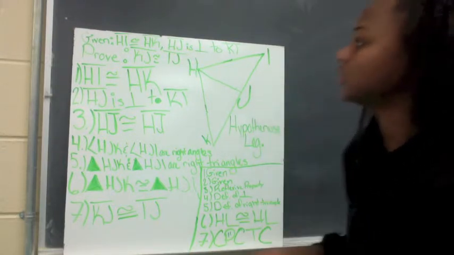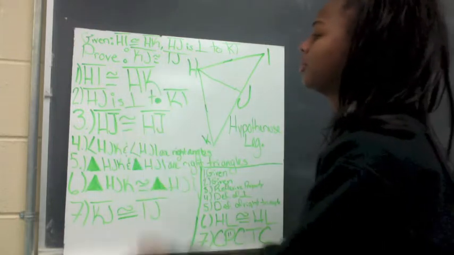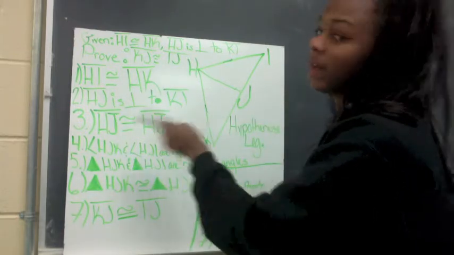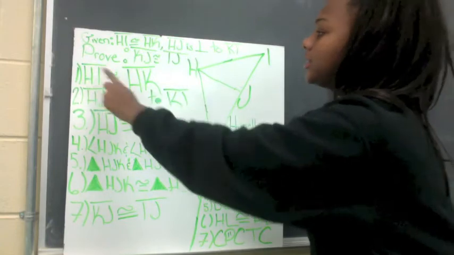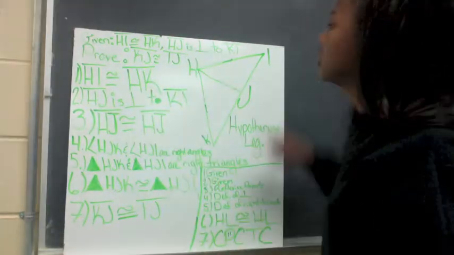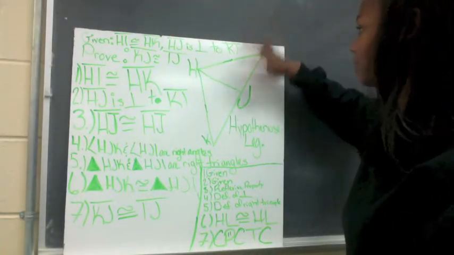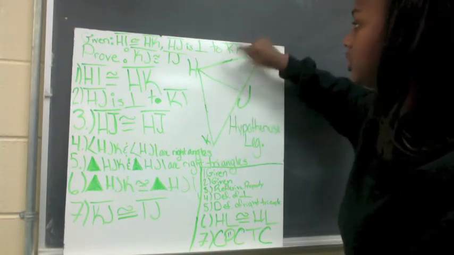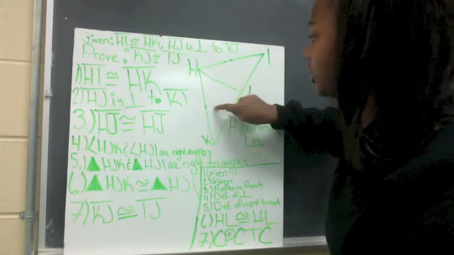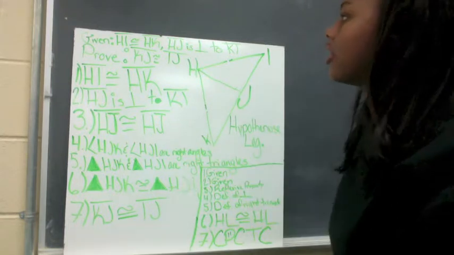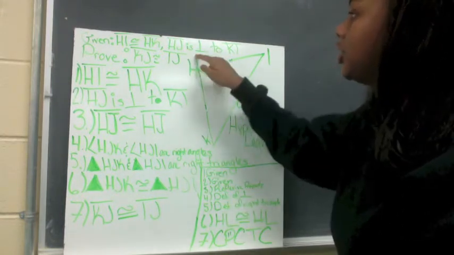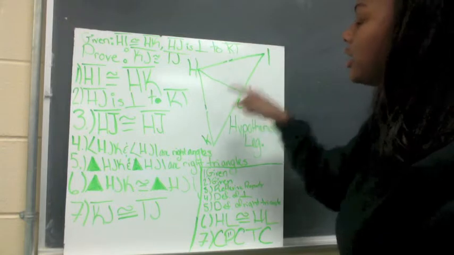So to start off, when you're writing a proof, you have to start with the given. You have to write the given. So you put HI is congruent to HK. So you do little ticks. So HI is congruent to HK, and HJ is perpendicular to KI.